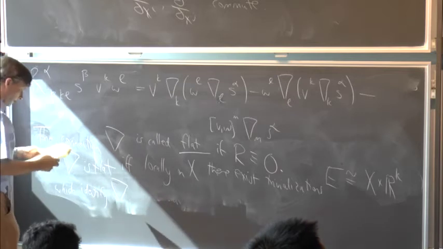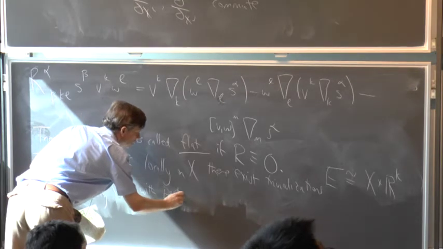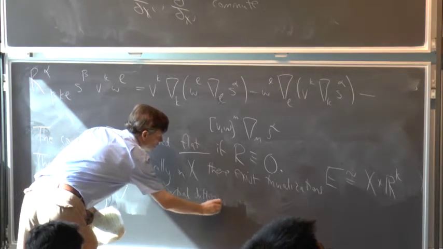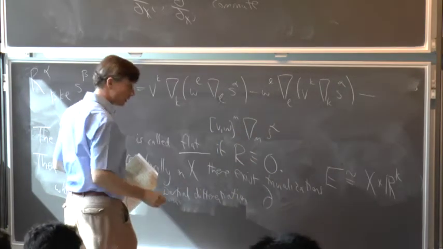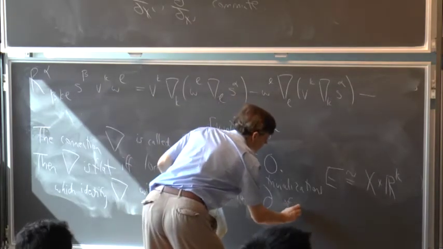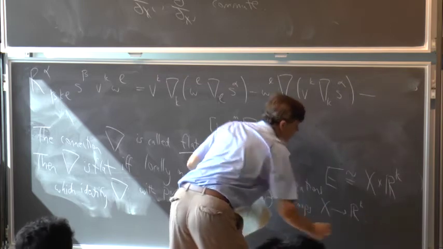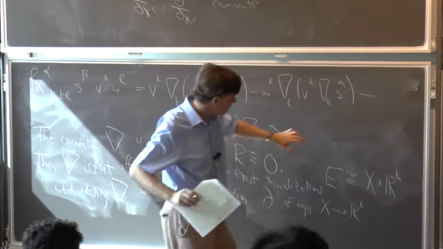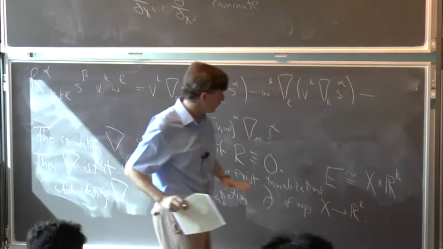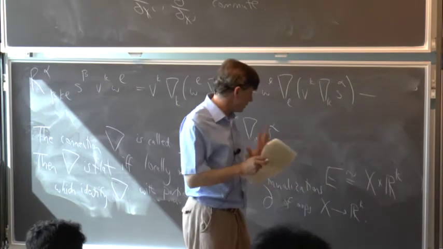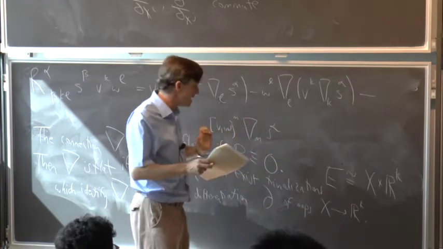which identify nabla with partial differentiation curly D, that's just partial differential of maps from X into R to the K. Okay, so if you have a trivialization of your vector bundle, if you've identified E with X cross R to the K, you can identify sections of E with smooth maps from X into R to the K, and then you can take ordinary partial derivatives of those, ordinary differentiation, just using the usual d functions.